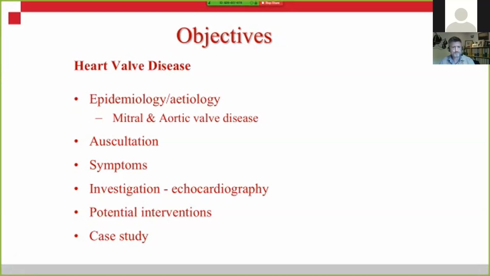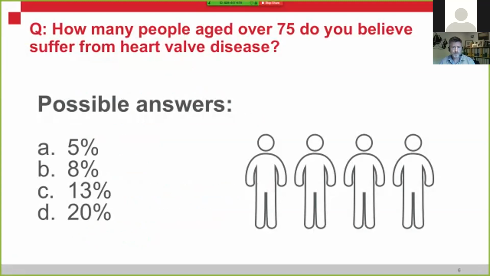Just starting off with a question for you all, just as a warm-up: in terms of our patients that we see in general practice over 75, roughly how many do you think would be suffering from any form of valvular heart disease, from mild through to severe? Is it roughly about 5%, 8%?